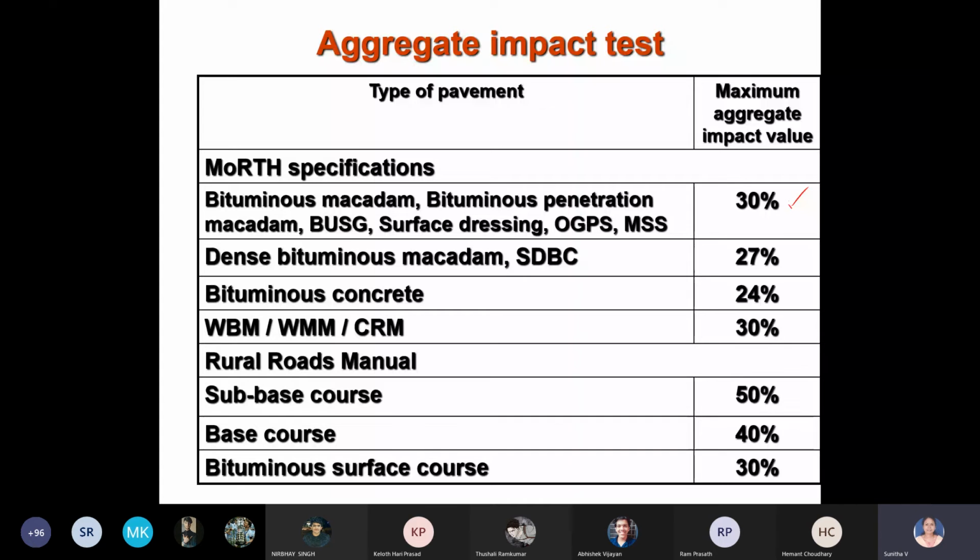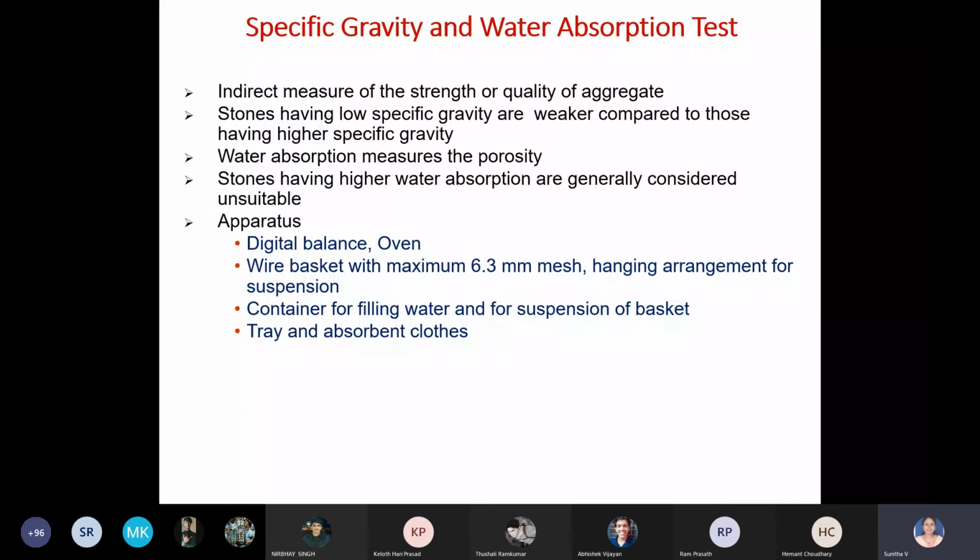And as per rural road specification, if the material is to be used for sub-base course, it should be less than 50%, for base course 40%, and for bituminous surface course 30%. Depending on the standard and where you are using it, you should check the specifications.